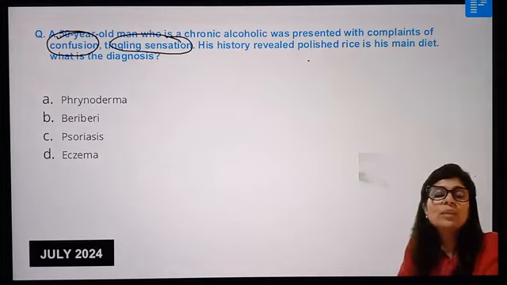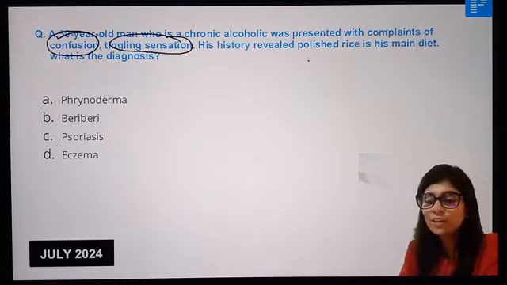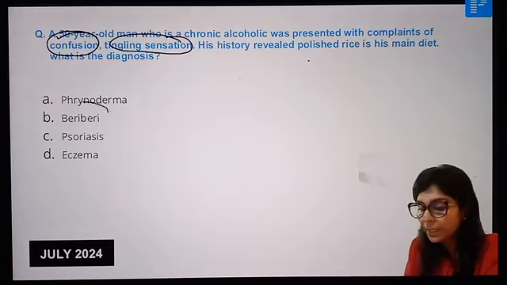Rice polishing will remove thiamine, right? Polishing rice removes aleurone layer. Aleurone layer is rich in thiamine, so that causes thiamine deficiency, and very, very good.